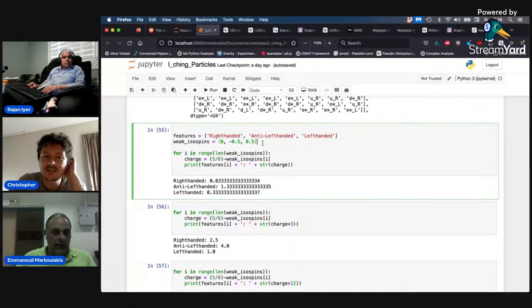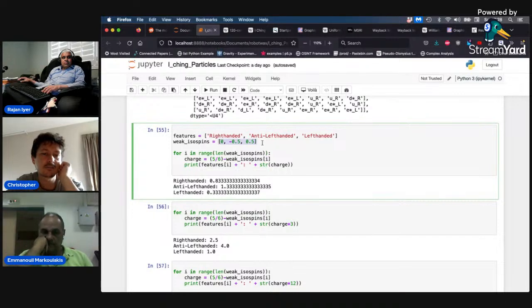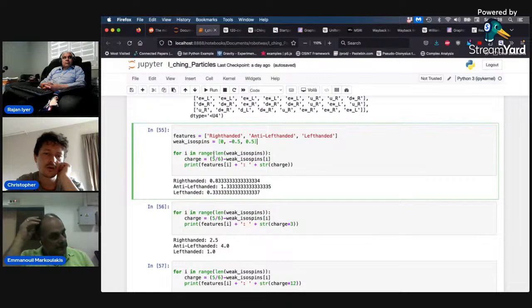Sorry, this is where things get pretty weird. We have the weak isospins again. These are just the same ones: 0 for the right-handed, minus 1/2 for the anti-left-handed, and 5 for the left-handed. So this is just to print it out in a human readable way.